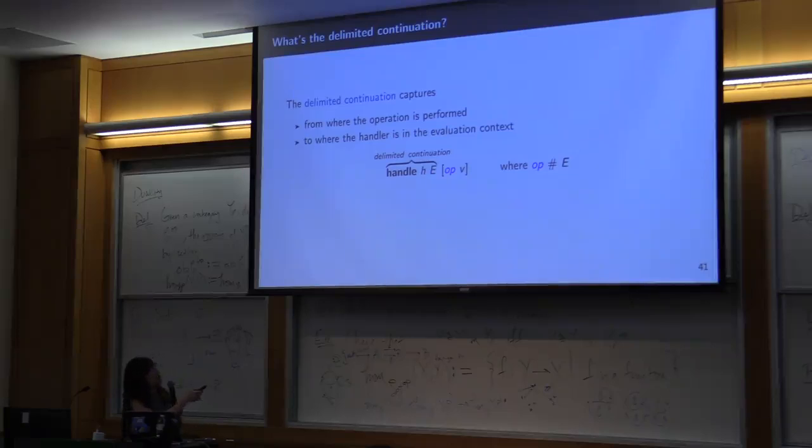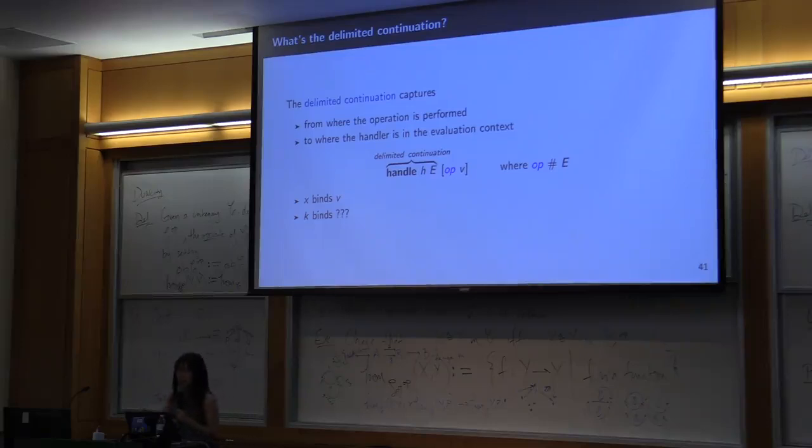And then I'm going to bind the whole evaluation context between this operation and this handler as the delimited continuation. So in this case, if we think again about the definition of the handler, that operation takes the x and takes the k, right? And in this case, x will just bind this v because that's the argument of the operation. And so now the question is really, what would k bind?